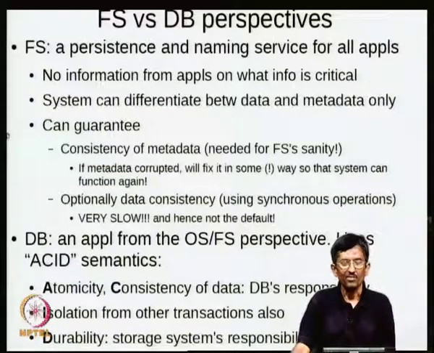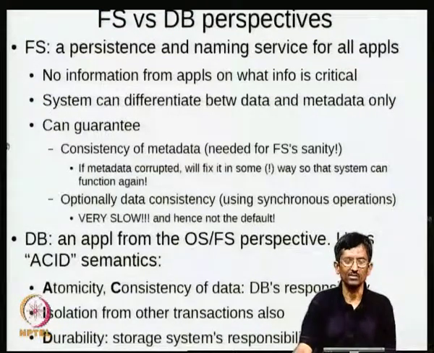So let us just look at a high level, what is the difference between file systems and databases. What is a file system? It is a persistence and naming service for all applications. The critical aspect about this is that there is no information about the application, and what information is critical is not given to you. All that the system can do is differentiate between two types of information, data and metadata. That is the only thing that the system has got access to.